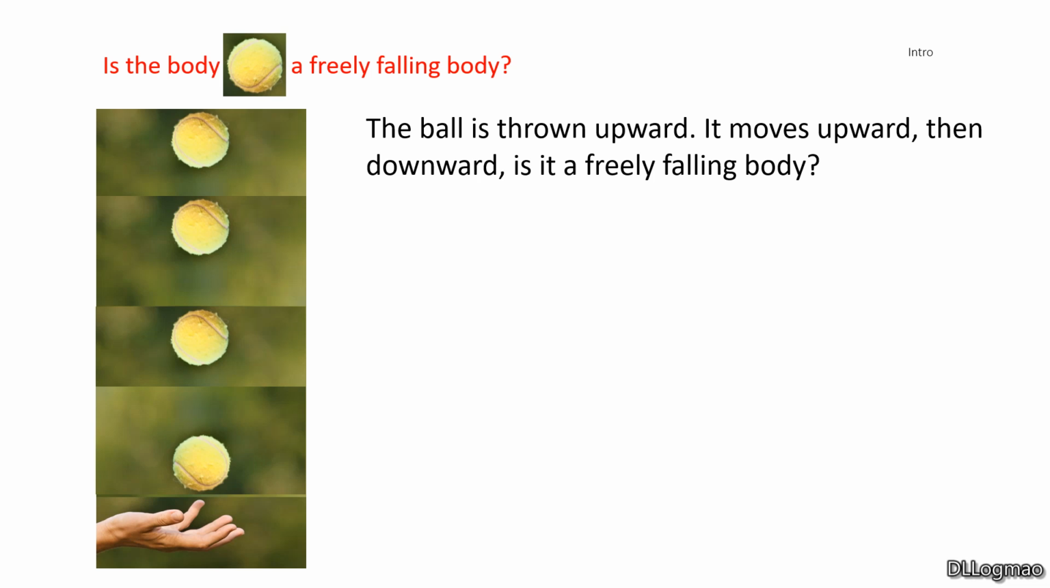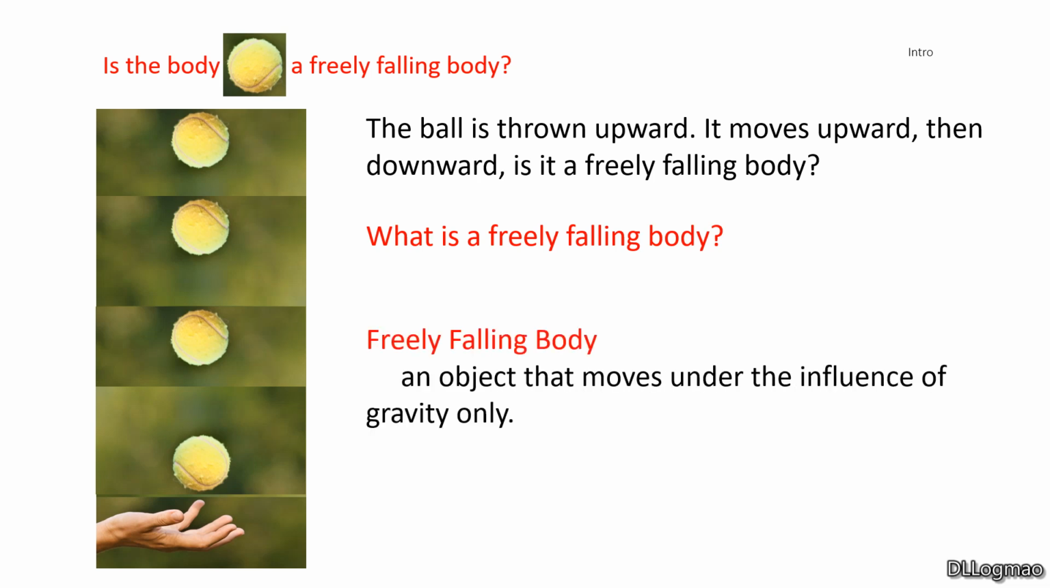At this point, what is a freely falling body? A freely falling body is defined as an object that moves under the influence of gravity only. Gravity or gravitational force is the force exerted between two bodies by virtue of their masses. Because the ball has mass, a gravitational force is exerted by the earth on it.